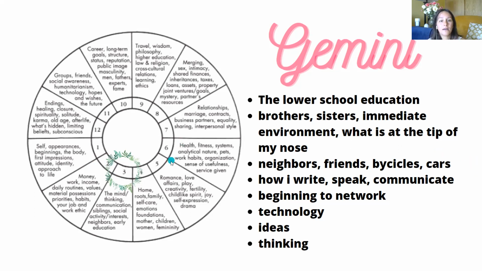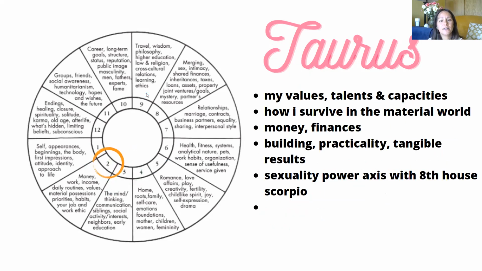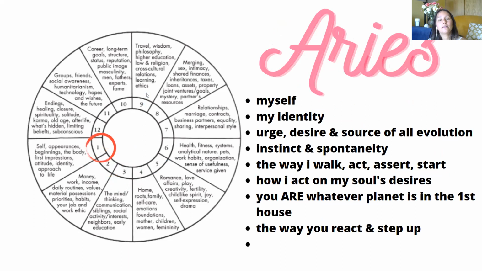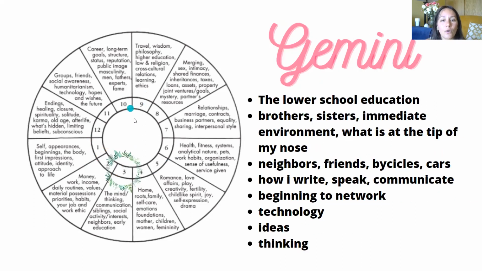The opposite of the third house is the ninth house, which is represented by Sagittarius. And so the ninth house is opposite, which is higher learning. It's like religion, it's this expansiveness. So that is there to balance it out.